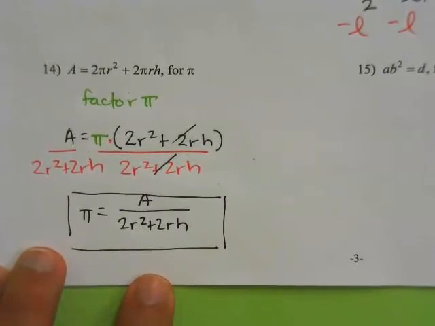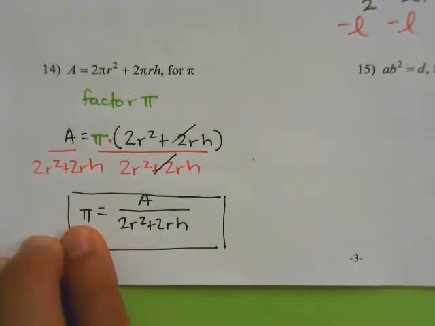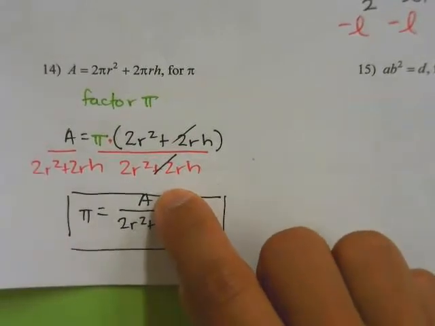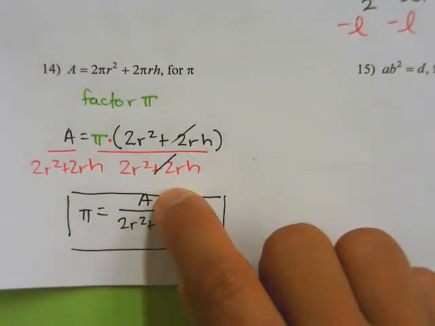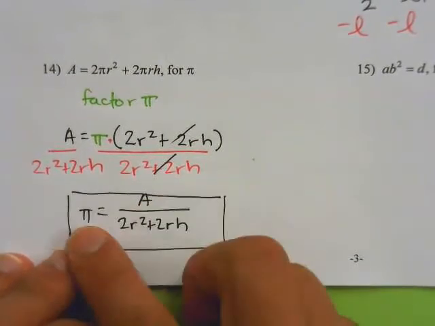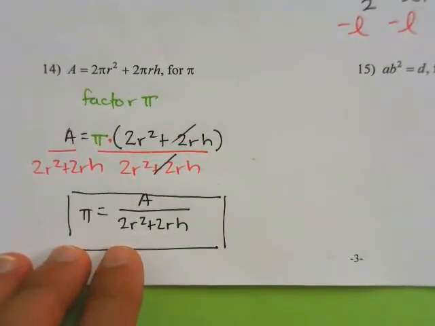So what this really means is if you want to get 3.1415 all the decimals, just take the surface area, whatever that number is of the cylinder, and if you know the radius and the height, plug them in over here, and you should get approximately pi, 3.1415.